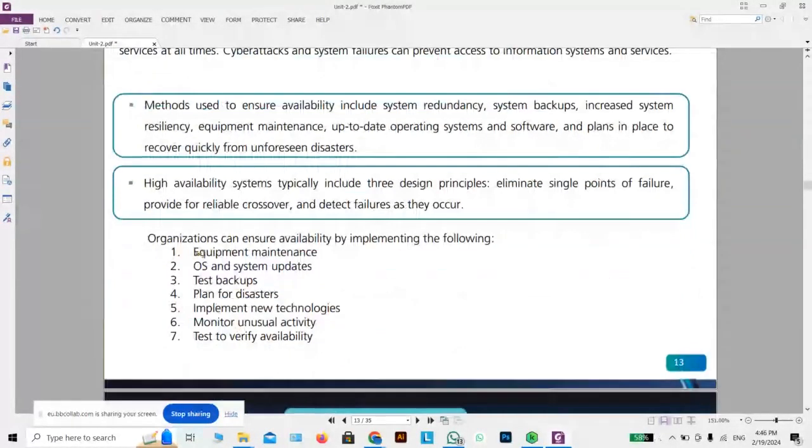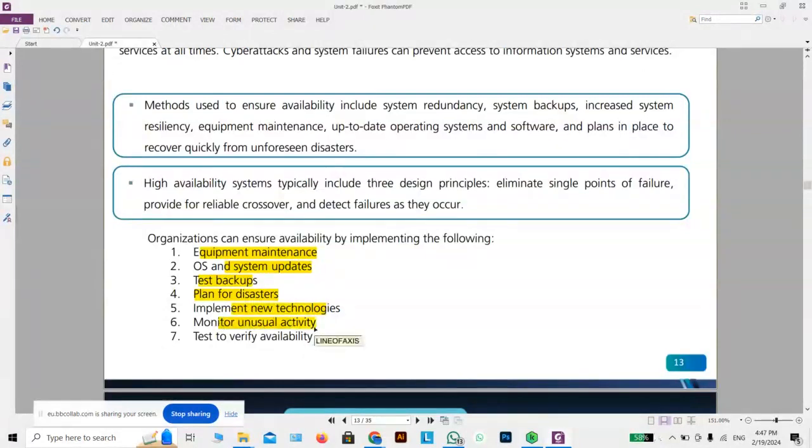To ensure availability, you can do equipment maintenance and system updates, especially on the redundant systems. You can also have a backup, and you should also have a disaster plan. You can also use new technologies to establish redundant systems, and monitor unusual activities.